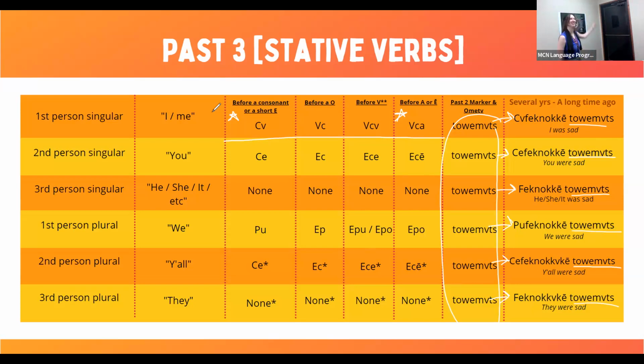A long time ago. So maybe we're talking about a story where, you know, you fell and you hurt yourself and you were sad. It's like, Jafiknoki doimuts. I was sad, right? Okay, so we're gonna do I say, you say for each one twice. So I say, you say, I was sad.